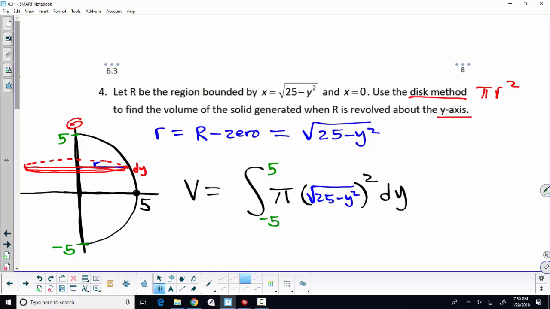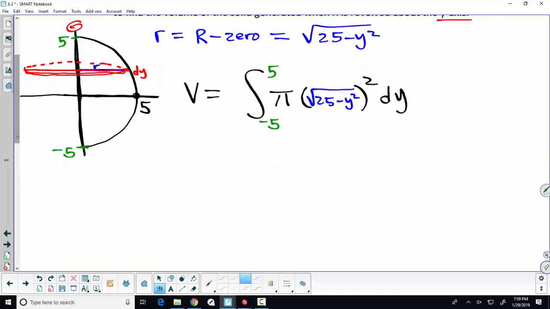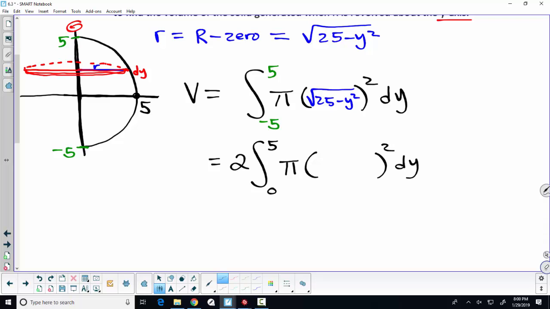this equation right here we're given, if we rearrange that, we square both sides, and then add y squared to both sides. So that's our circle centered at the origin with a radius of 5. So that's how we're getting those endpoints. Or, as we mentioned, we can compute twice from 0 to 5. Either way.